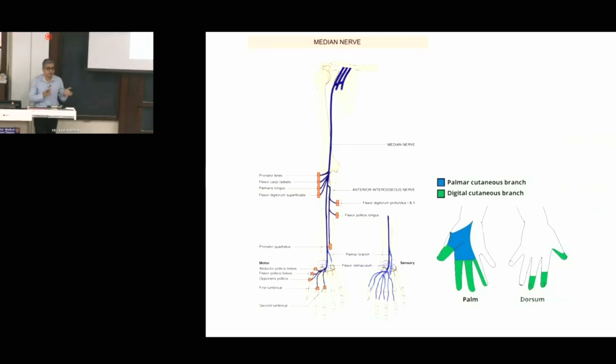At that time they were talking about the fracture of both bones of the forearm. It may lead to rupture of the anterior interosseous nerve. How do you know whether the anterior interosseous nerve is injured or the median nerve is injured? There should be a test. We can differentiate whether the anterior interosseous nerve or the median nerve is affected. So what are the chances where the median nerve gets injured?